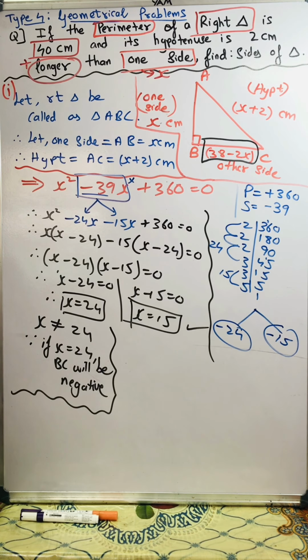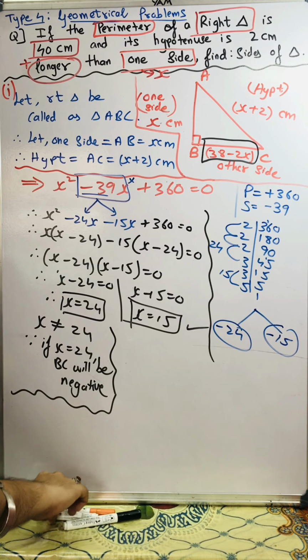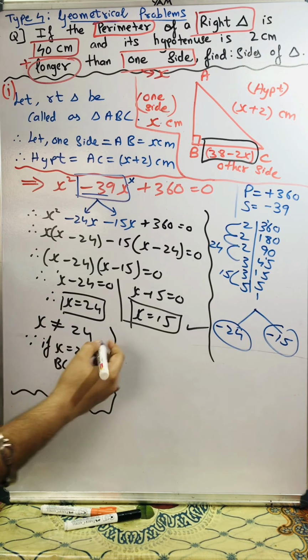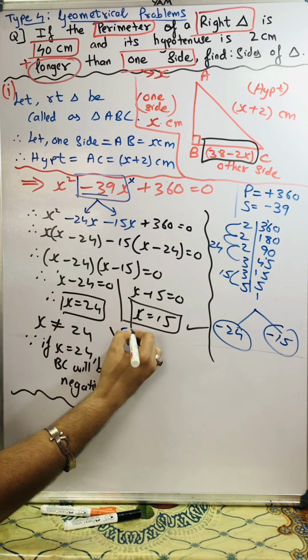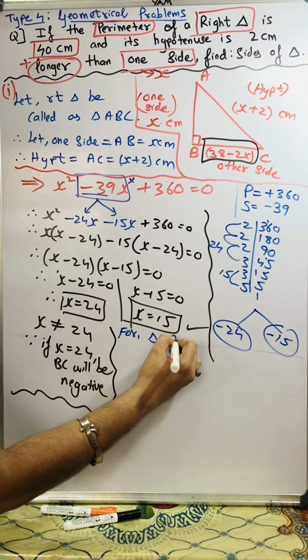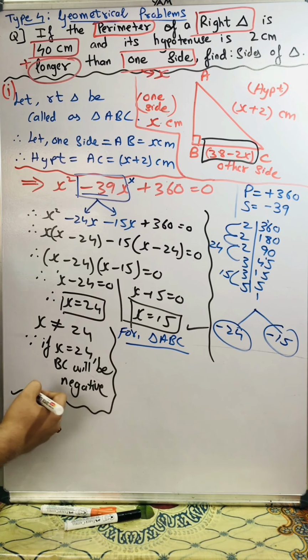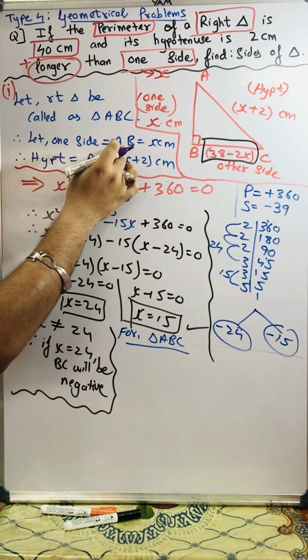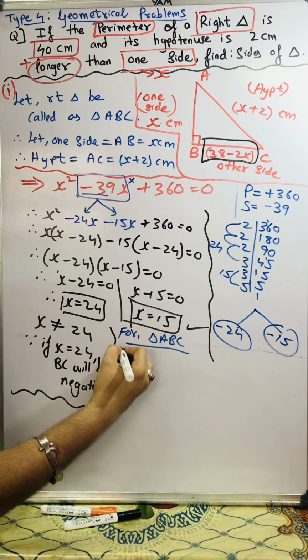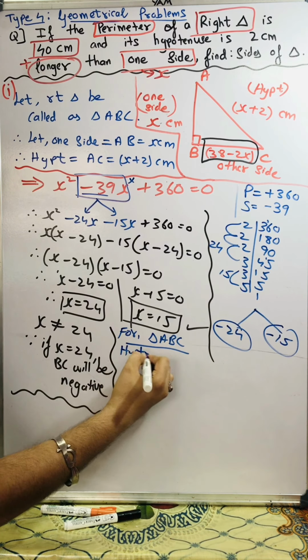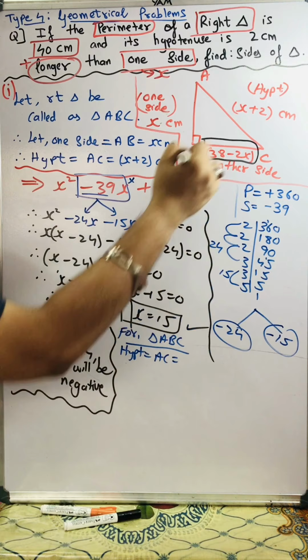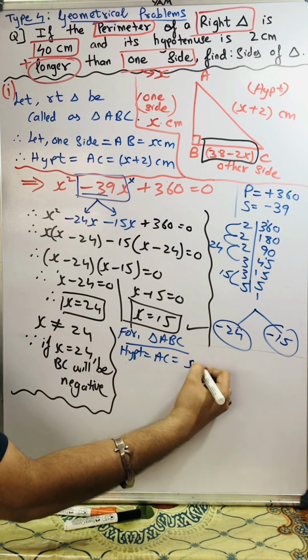X is equal to 15. That's it. What was asked over here? It was asked to find the sides of our triangle. So let's find the sides of a triangle. For triangle ABC, what we will say? Let's start with hypotenuse first. Hypotenuse we call it as side AC. AC is how much? X plus 2. Okay, it's x plus 2.